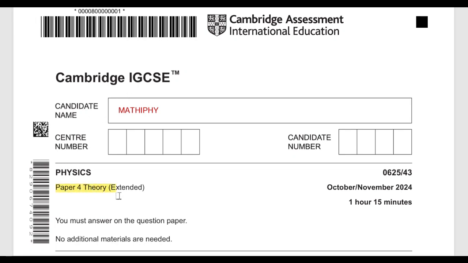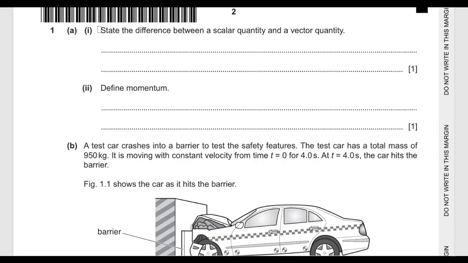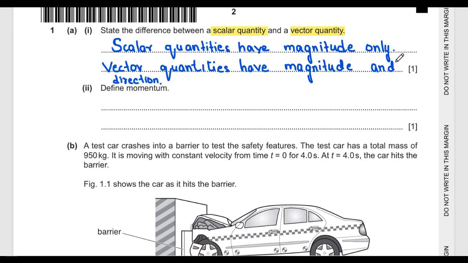In today's video, we'll be doing again a paper 4 of 0625 October-November 2024 variant 3. And the first question is saying, state the difference between scalar quantities and vector quantities. So what is the basic difference between both of these? Scalar quantities have magnitude only, but vector quantities have magnitude and direction as well.